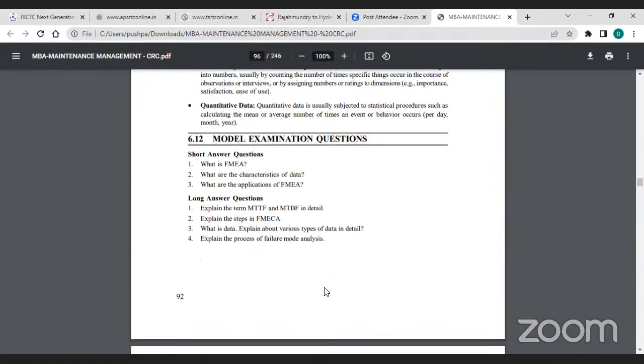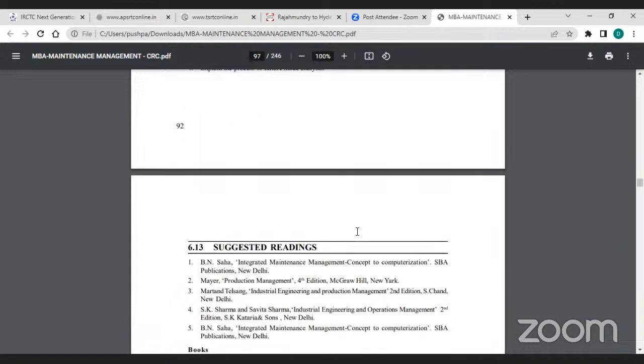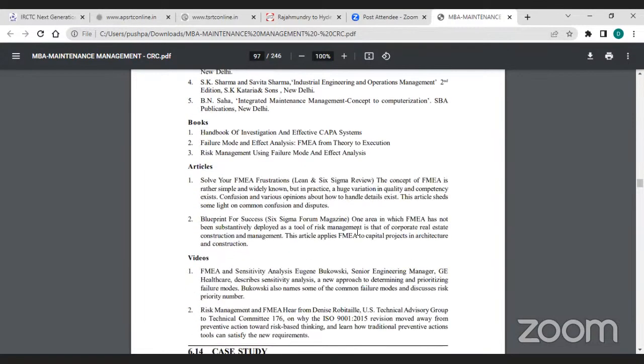Here just see the important questions. We have MTTF, mean time to failure, mean time between failures, and FMECA, failure mode effects and criticality analysis. Then what is data? What are the various types of data? We have primary data and secondary data. Explain the process of failure mode analysis, the 10 steps process. These are the important aspects in failure management.